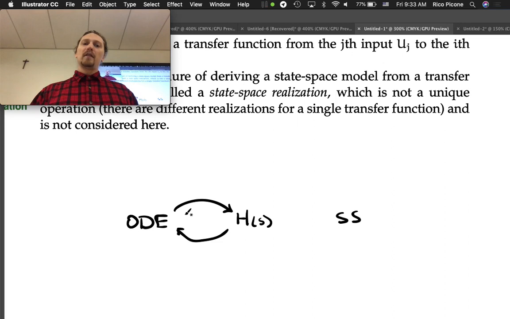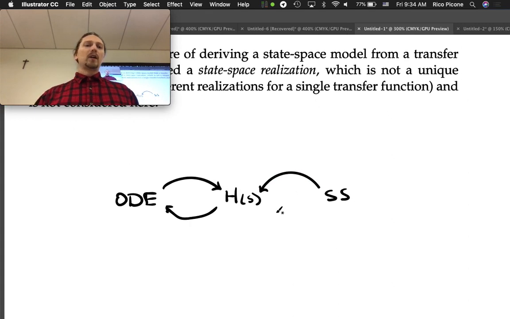So we learned how to do that first. And then we just learned how to go from a state space model to a transfer function model. The process that we're going to use, for now, we're not interested in the transfer function as an end game. This is something that we will be interested in later. But for now, we're just using it as a bridge.